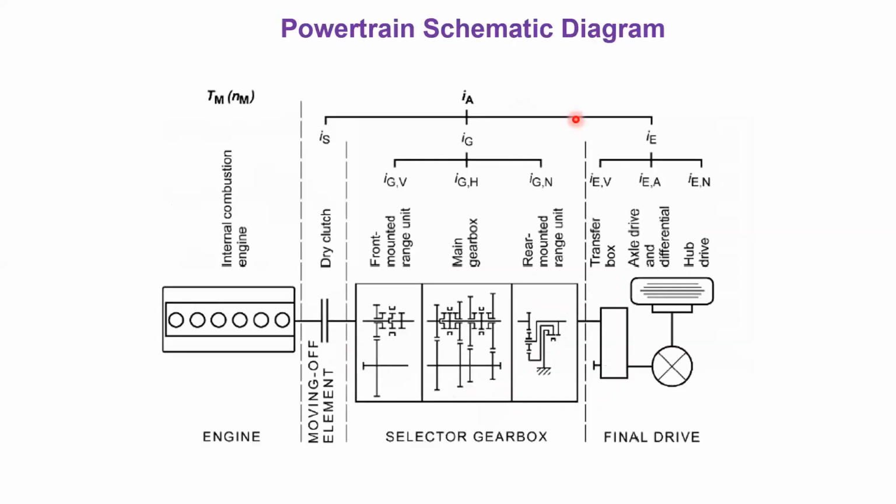This is the schematic diagram of the powertrain, where you have a front mounted range unit, and this is the main gearbox, and you also have a rear mounted range unit, and this is the clutch, and this is the engine. Okay, this is the layout basically. When you are considering the gearbox, this comes into the picture, and when you are considering the transmission, it's not only a gearbox but also the final drives. There you have a transfer box, you have differentials as well.